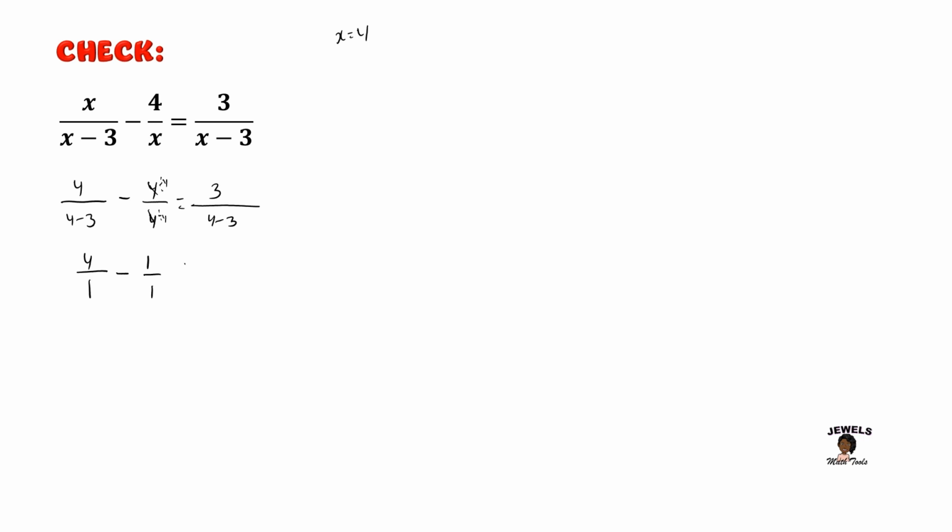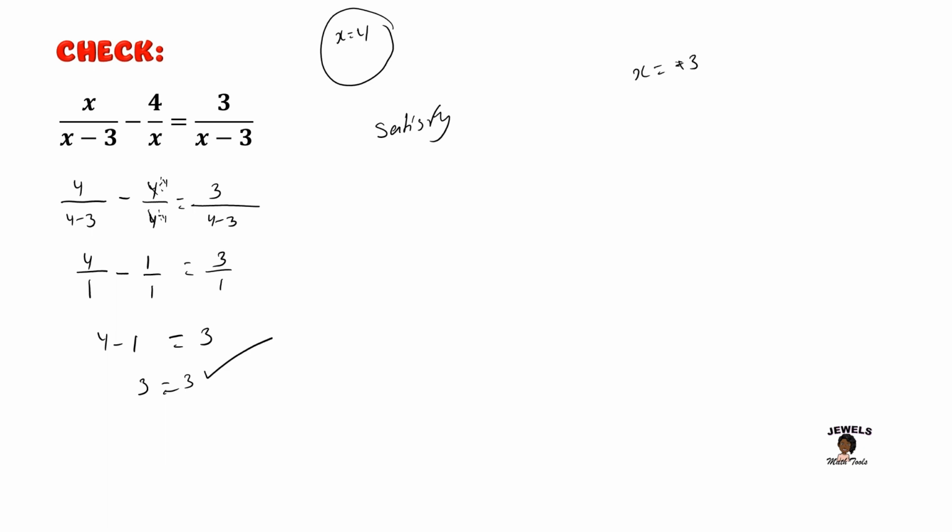We really don't have to do that, but you know, we should be a little bit past that phase at this stage. And we know that all whole numbers have a denominator of 1, so we will remove that denominator. And 4 minus 1 is equal to 3, and we have 3 is equal to 3. So our solution x equals 4 does satisfy our equation. So we have one answer, which is x equals 4, that satisfies our equation. And our x equals 3 did not satisfy the equation. So for this question, at least we have one answer that is working for us while the other one isn't.